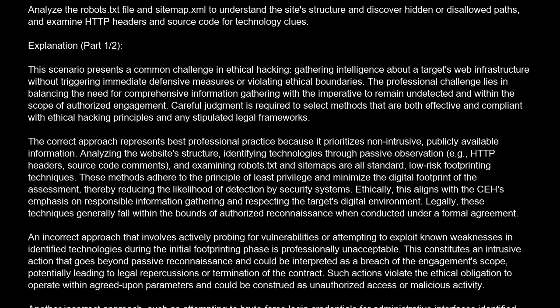An incorrect approach that involves actively probing for vulnerabilities or attempting to exploit known weaknesses in identified technologies during the initial footprinting phase is professionally unacceptable. This constitutes an intrusive action that goes beyond passive reconnaissance and could be interpreted as a breach of the engagement scope, potentially leading to legal repercussions or termination of the contract. Such actions violate the ethical obligation to operate within agreed-upon parameters and could be construed as unauthorized access or malicious activity.